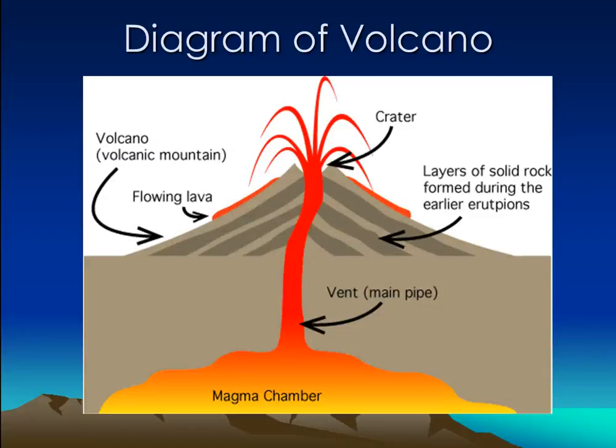And here you see a diagram of a volcano. Notice the magma, that's inside Earth's surface. It comes up through a vent and then out the crater, and once it's out of the crater, we no longer call it magma, we now call it lava.